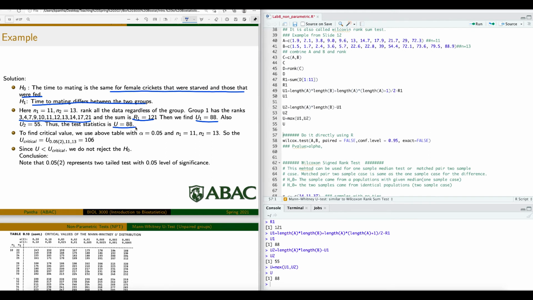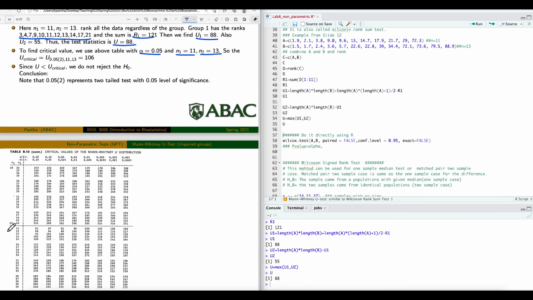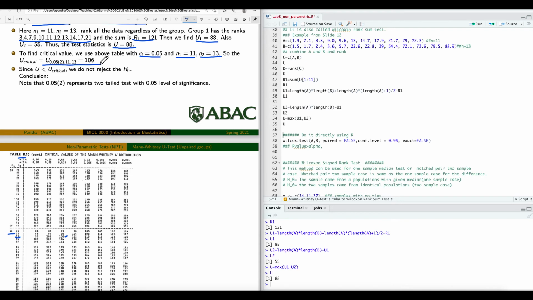Now, to find the critical value, we use the table. Alpha is 0.05, 2 tail, N1 is 11, N2 is 13. Look at that. N1 is 11, N2 is 13, right? And 2 tail is L2. You look at that L2 row, and 0.05. This one. So go down there. I got 106. N2 is 13, N1 is 11, 2 tail, and 0.05 gives 106. That critical value is 106.